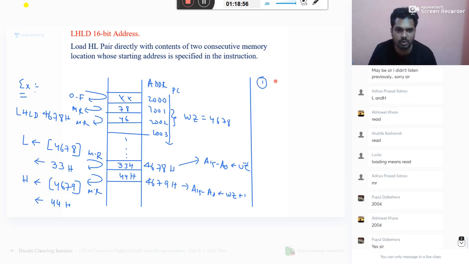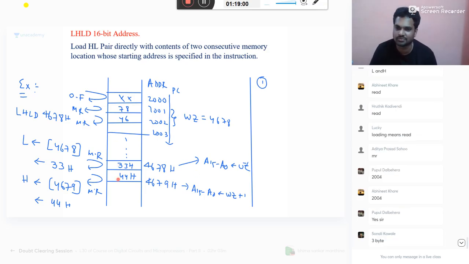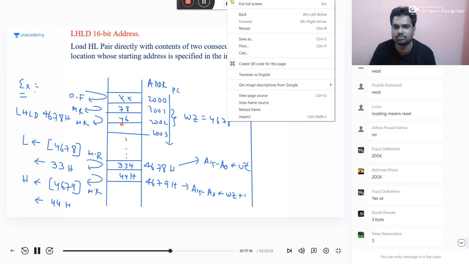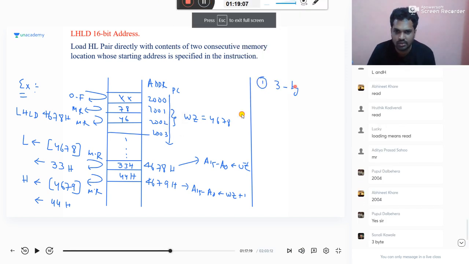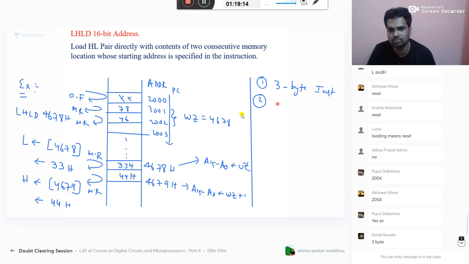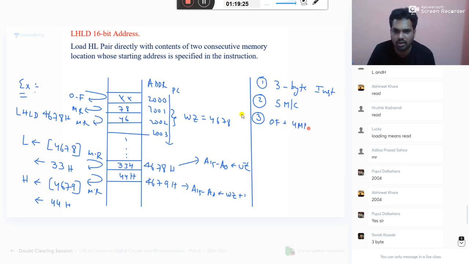Tell me. You people tell me. Again, please understand. Don't say it is a 5-byte instruction. Only this part. It is a 3-byte instruction. Very good. 5 machine cycles. Opcode fetch 4, and memory reads 12, so 4 plus 12, 16 T states.